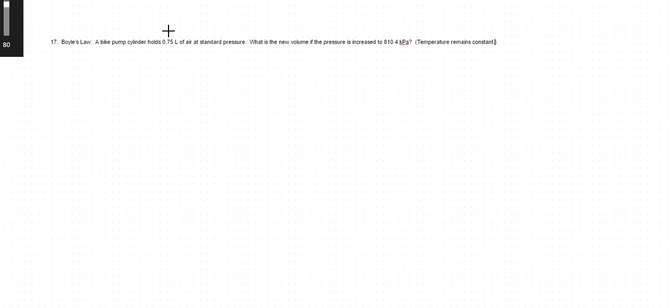Okay, so a bike pump holds 0.75 liters of gas.